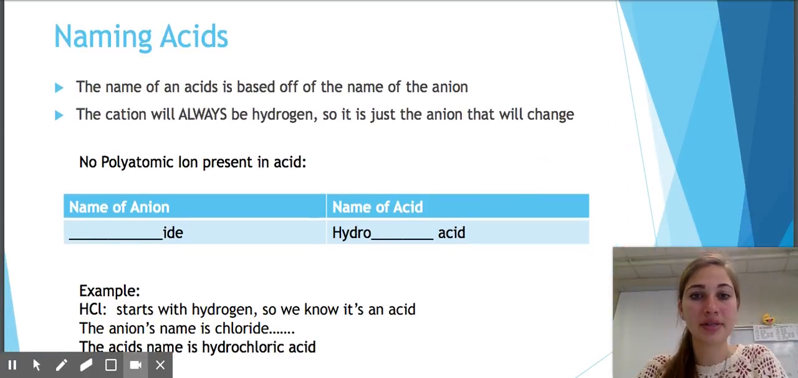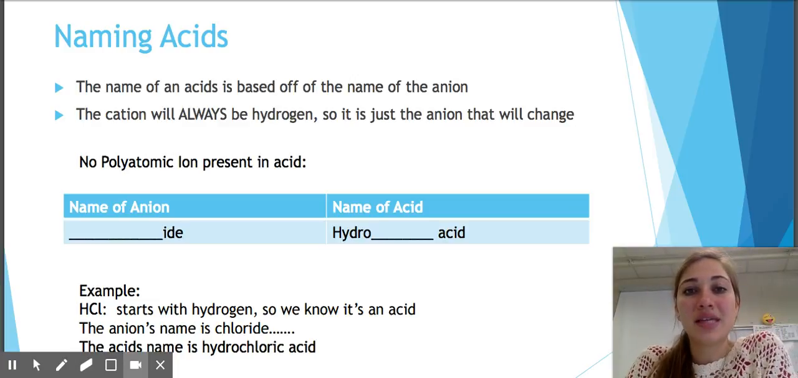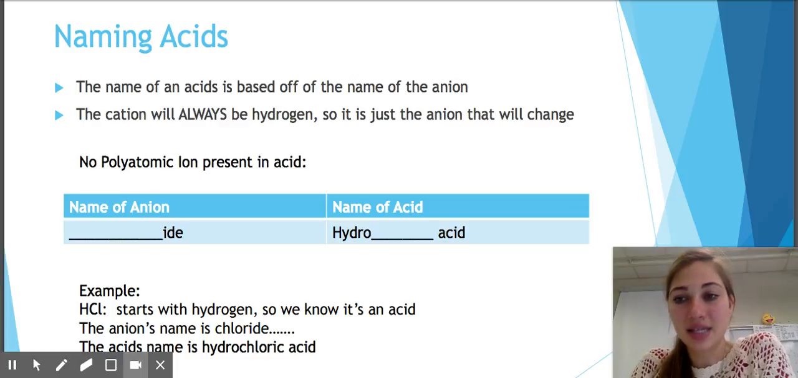It's important that we understand those polyatomic ions because we're going to have to alter them when we get into acids. So this is how we name acids. The name of the acid is always based off of the anion. So the cation will always be hydrogen because an acid is an anion that's combined with a certain number of hydrogens to make it neutral.